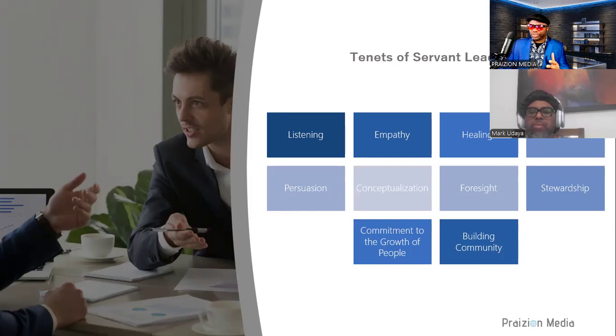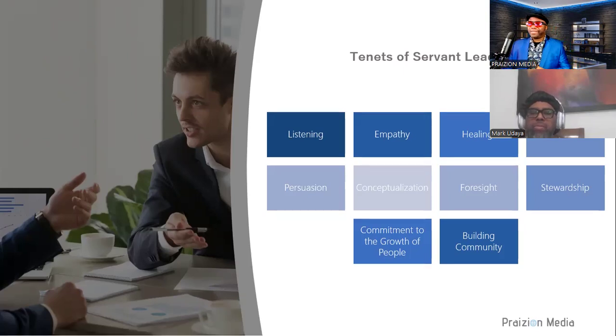Conceptualization, seeing the big picture, foresight, having that intuition to know what might be happening in advance. Stewardship, being a fiduciary, commitment to the growth of people. Have you ever seen someone that is wildly obsessed with you growing? That's what we're talking about. And then building community. So you need to go a little bit deeper in the immersion book to understand these.